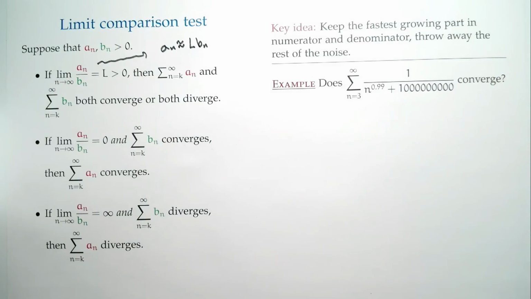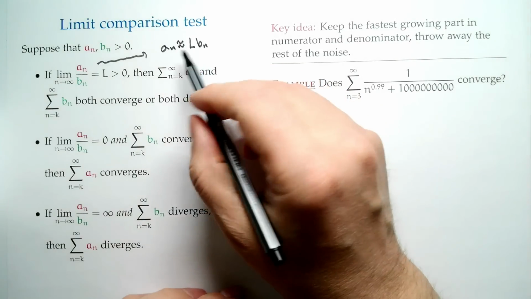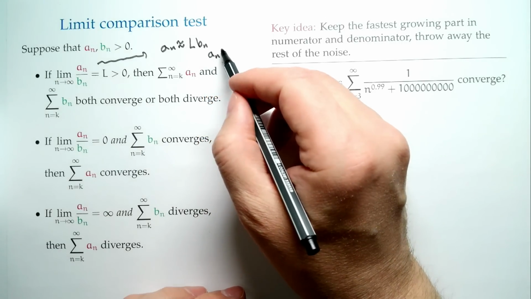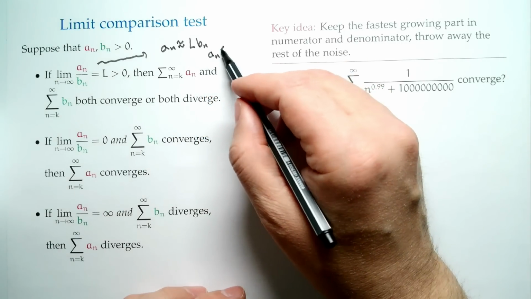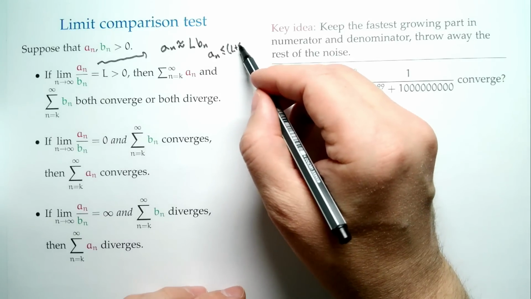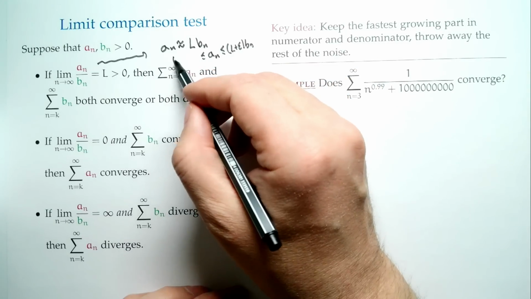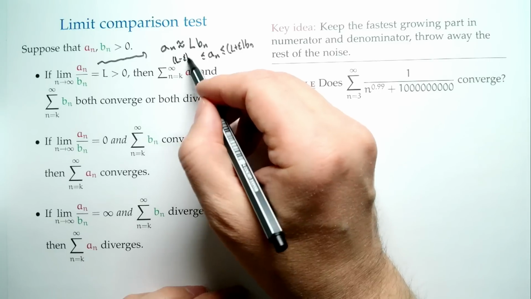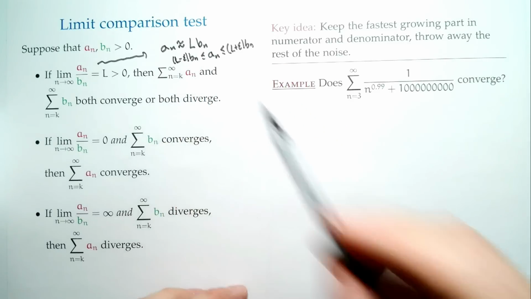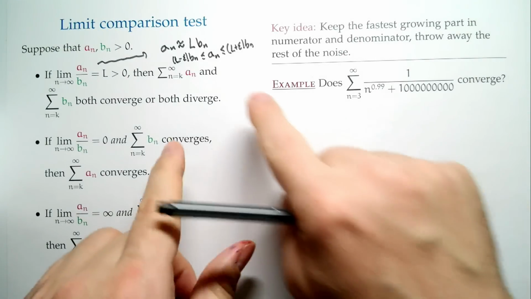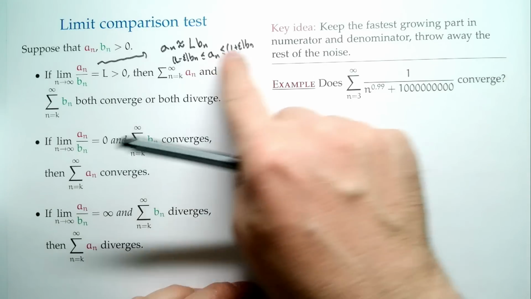So in particular, another way you could phrase this is that you could say, look, a sub n is less than or equal to L plus a little bit times b sub n, and greater than or equal to L minus a little bit times b sub n. That's what we mean when we say a sub n is approximately L times b sub n. It means that I can sandwich a sub n in between these two things.